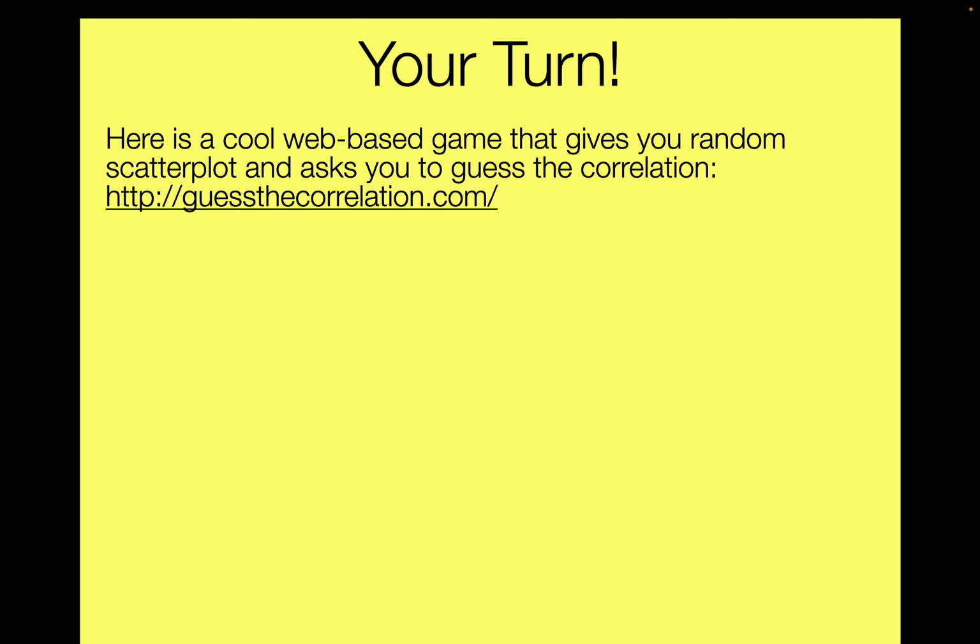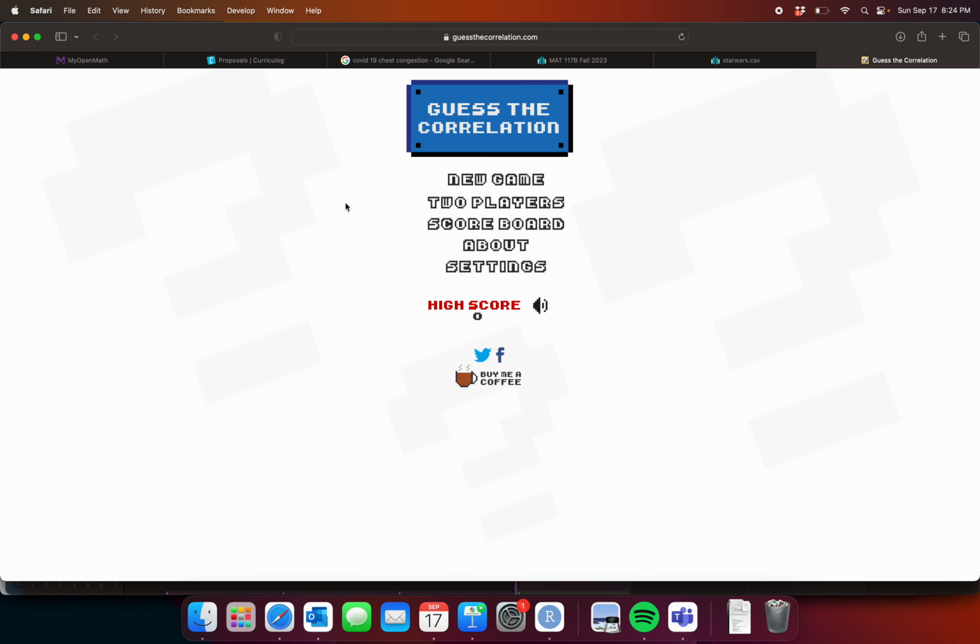So I describe it here as a cool web-based game. Okay? I don't know if it's necessarily cool, and I always do this in class. So I'll click this game. It's called Guess the Correlation, and it's going to give you a number of scatter plots. It gives you a scatter plot and asks you to guess the correlation. And sometimes I will brag that I'm really good at this game, and then sometimes it looks like I actually am, and other times it looks like I'm terrible.